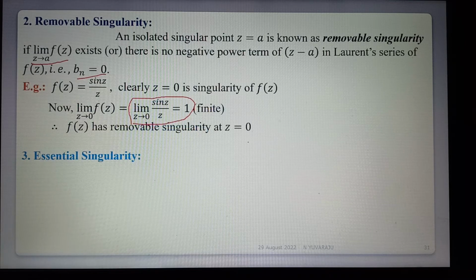Next, third one, essential singularity, the third type of singularity. See the definition.